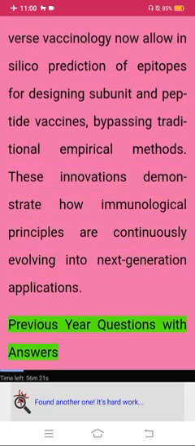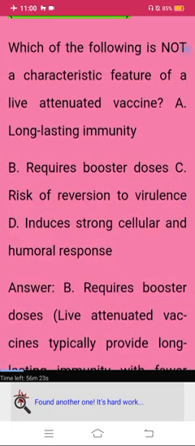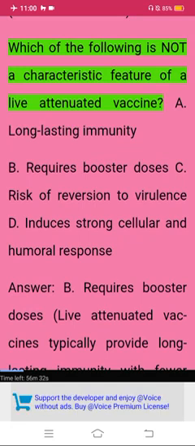Previous year questions with answers. CSIR NET December 2017. Which of the following is not a characteristic feature of a live attenuated vaccine? A. Long-lasting immunity.